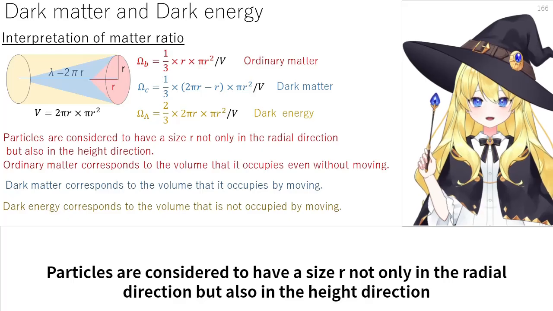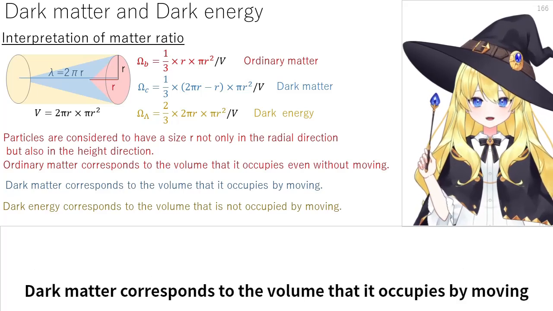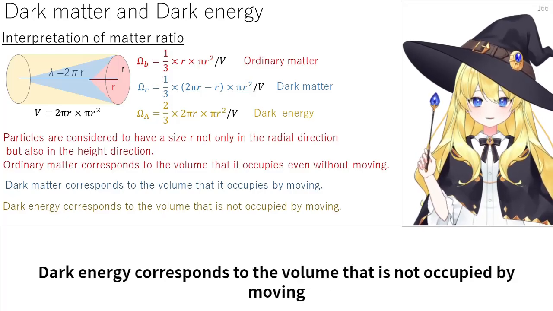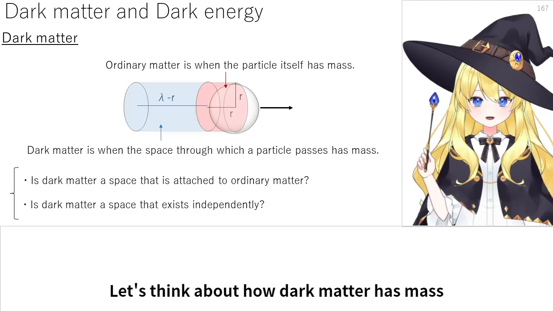Particles are considered to have a size r not only in the radial direction but also in the height direction. Ordinary matter corresponds to the volume that it occupies even without moving. Dark matter corresponds to the volume that it occupies by moving. Dark energy corresponds to the volume that is not occupied by moving. Let's think about how dark matter has mass.